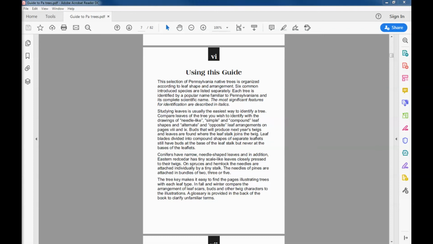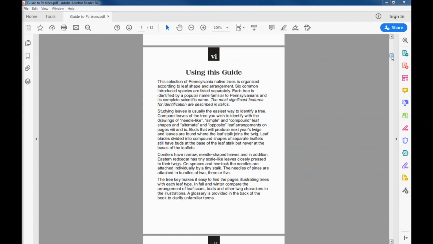Hi, everyone. I wanted to go over a couple things with you before I gave you the assignment for today, to make sure everyone understands exactly how to use the Guide to Pennsylvania Trees. So pull that Guide to Pennsylvania Trees up. You can see I have it pulled up over here on my computer as well.